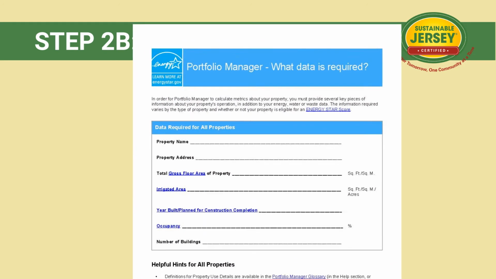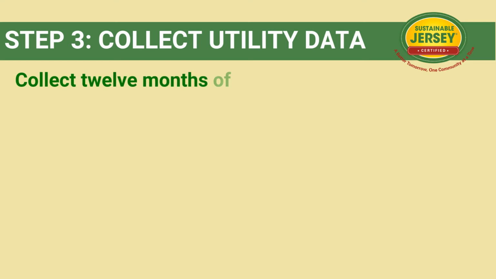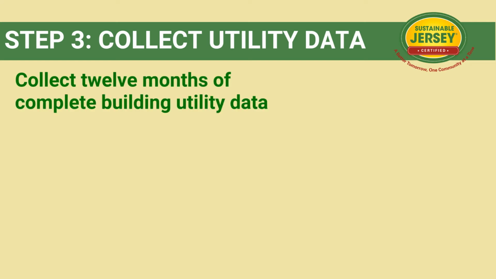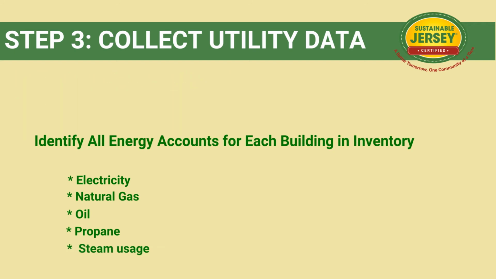You can utilize Portfolio Manager's sample worksheet to organize the needed description information for your buildings. You'll need to collect 12 months of complete building utility data for each building in your portfolio by first identifying all energy accounts and determining usage. This can include electricity, including peak power demand, natural gas, oil, propane, and steam.